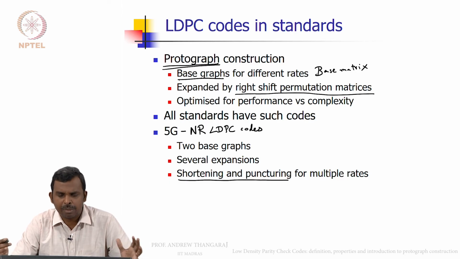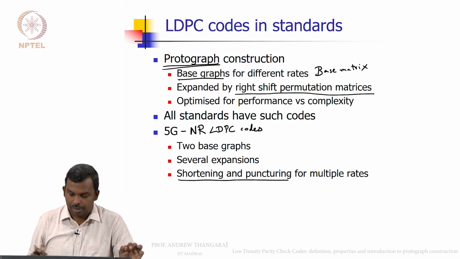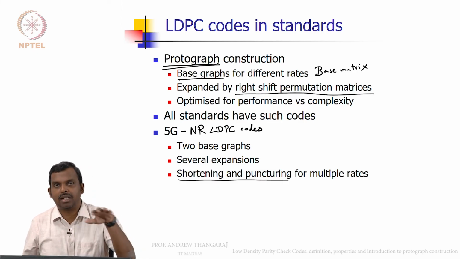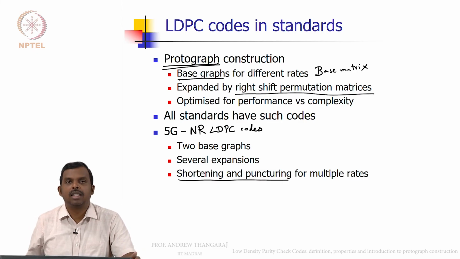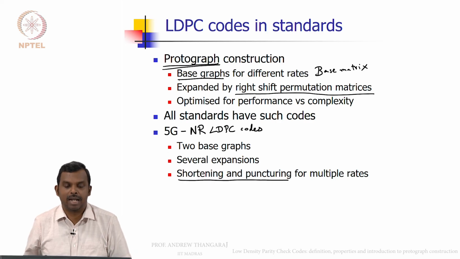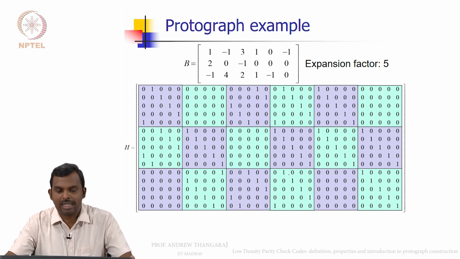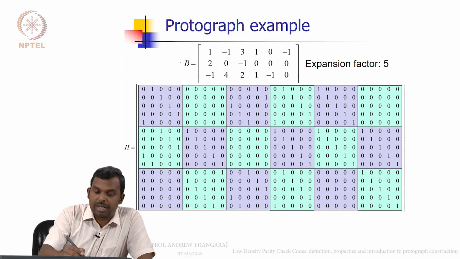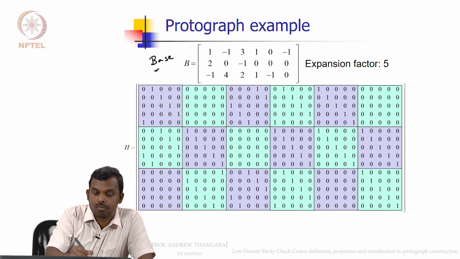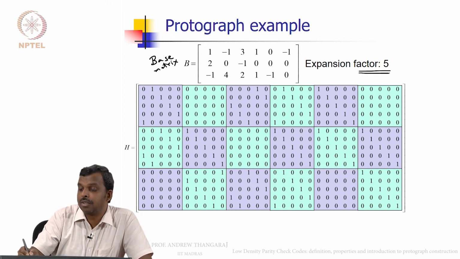So what is this base graph and expansion? Let's start by looking at a very simple small example where I will be able to show you the complete thing of what is going on, and then I'll point out what happens in the standard. So here's an example. This is a base matrix, and the expansion factor is 5.